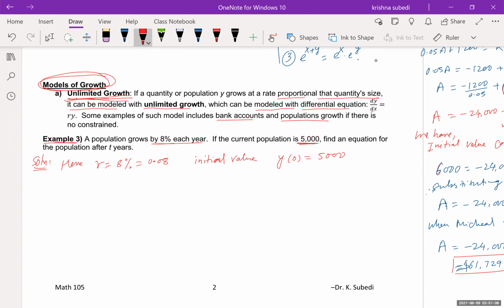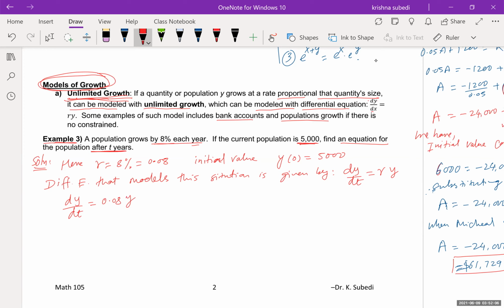Now we need to find an equation for the population after t years. So that means we need to find the particular solution. First, the general solution and then the particular solution. First of all, let us model the situation. Okay. So the differential equation that models this situation is given by, we know that dy over dx equals ry. Dy over dx, maybe we can write dt, okay, because we are talking about the time here. Dy over dt equals ry, which means dy over dt equals r, which is 0.08, times y.